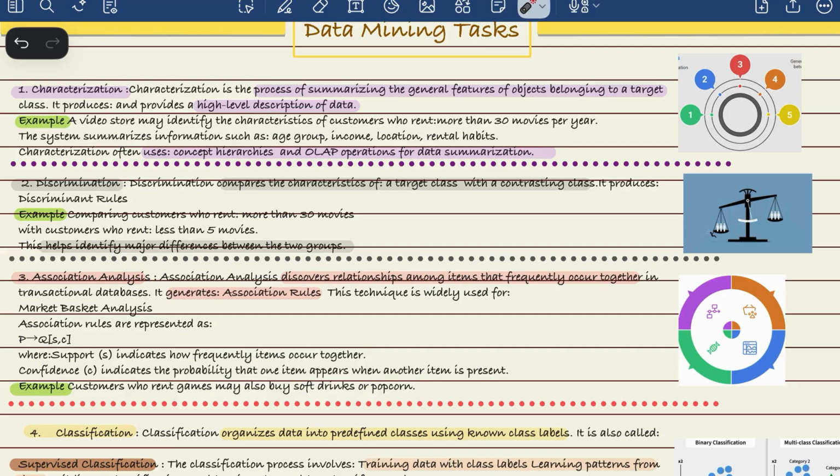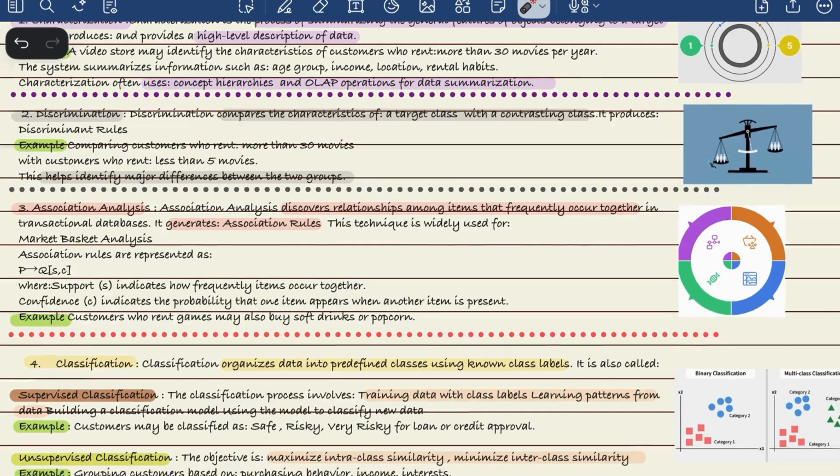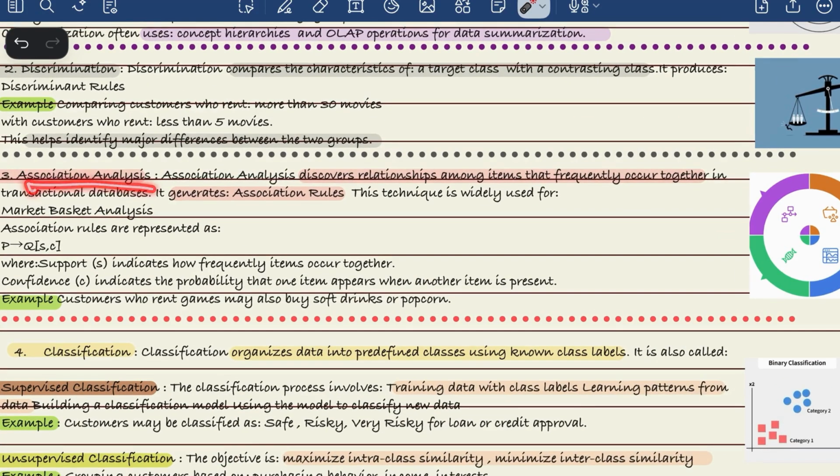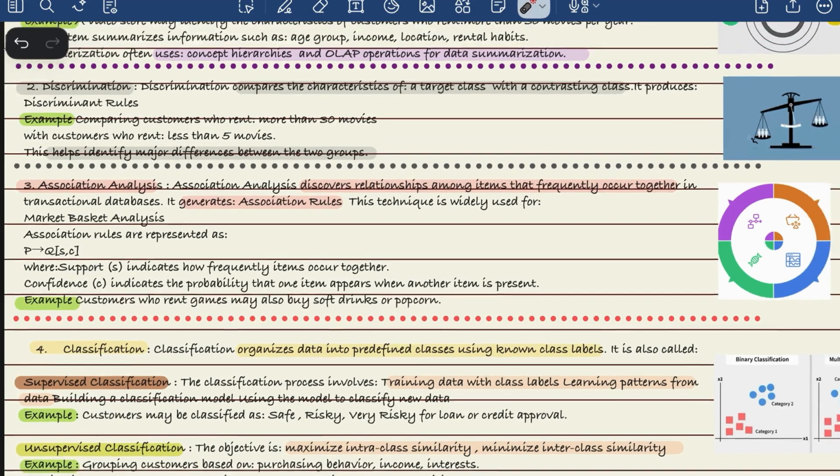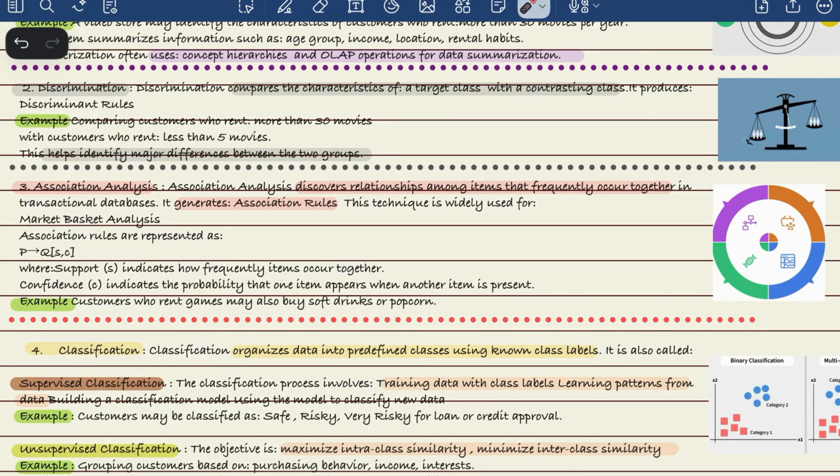Okay, so number 3 is the massive exam favorite, that is association analysis, and we'll discuss a numerical example for this in detail later on. But right now, being a data mining task, we'll just have an overview of what association analysis is. It is also known as market basket analysis. You should know this, right? Association analysis discovers the relationships among items that are frequently occurring together, that are frequently bought together.